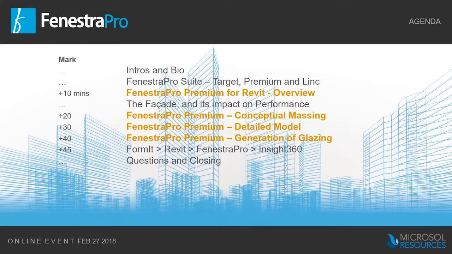We'll touch on some of the differences between Fenestra Pro and Insight, for example, and look at an overall workflow from conceptual stages using maybe Formit or Revit into Revit, using Fenestra Pro to look at the glazing considerations and the facade design, and how Insight 360 can be leveraged within that to get an EUI or an energy cost as such for the building performance.